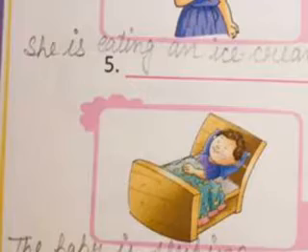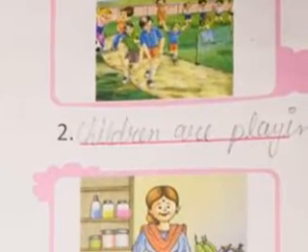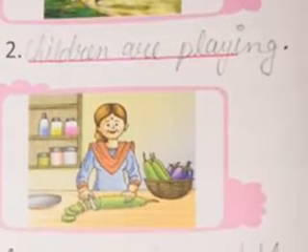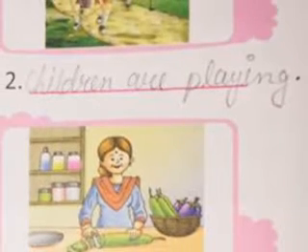Okay. Now come to the next picture. Here children are playing, right? So you can see children are playing. So what is the subject in that? Children. Are playing is the predicate. Okay. Are playing is the predicate.